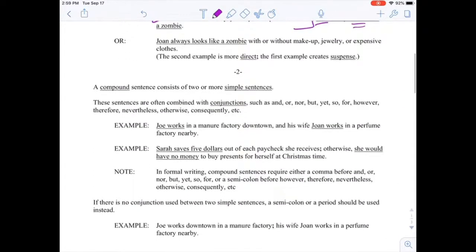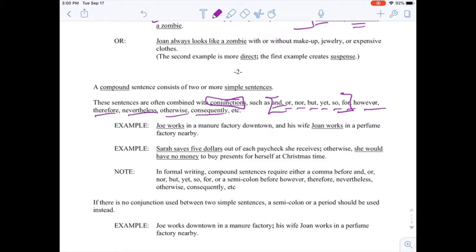Now, a compound sentence takes 2 simple sentences and joins them together with a conjunction. Our conjunctions are and, or, nor, but, yet, so, for, however, therefore, nevertheless, otherwise, consequently. These are different kinds of conjunctions. You're probably familiar with the FANBOYS ones. We'll talk about these other ones in a second.